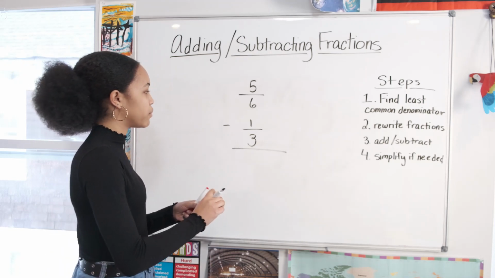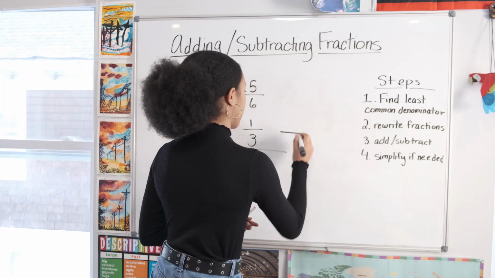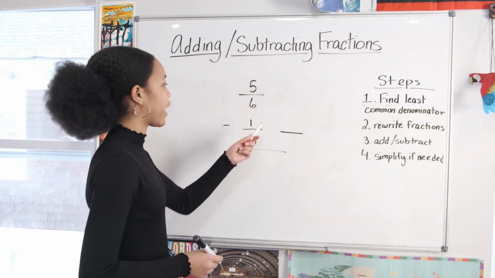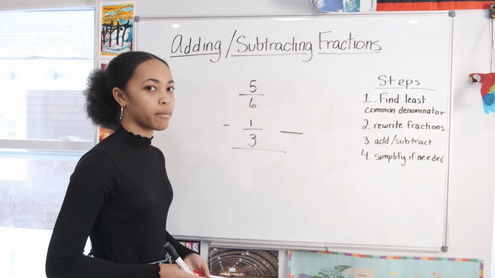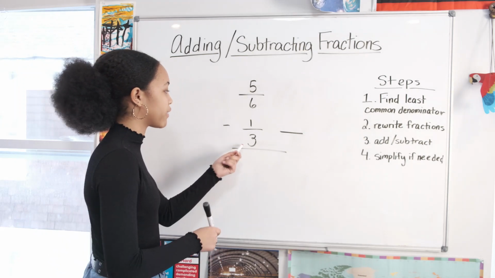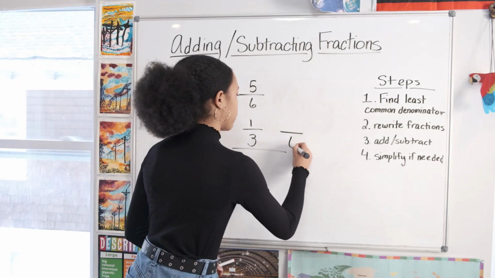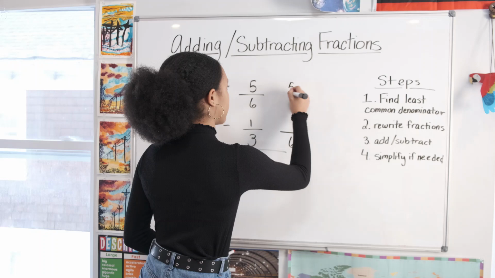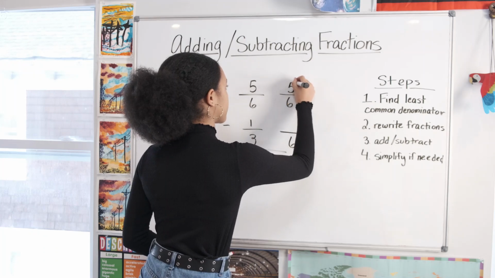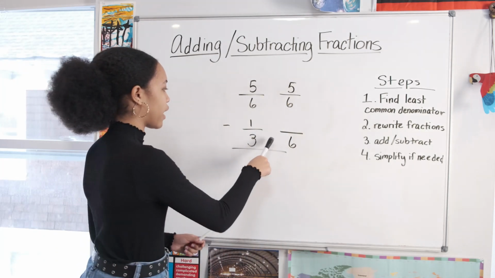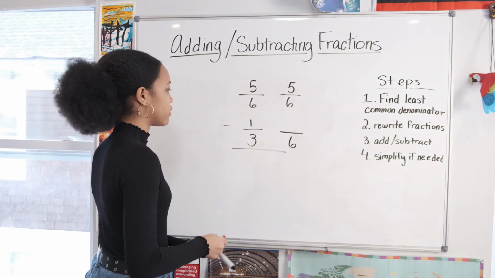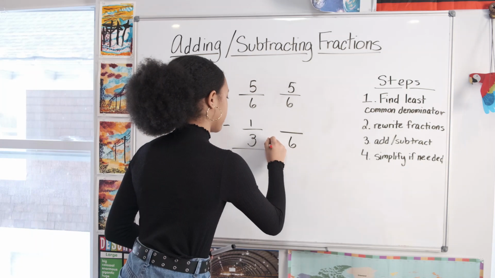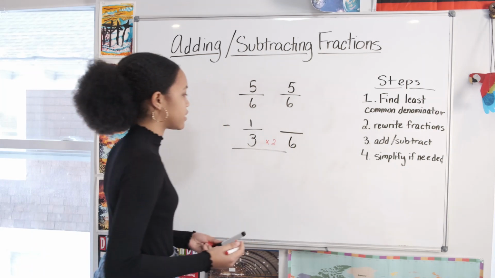So now we move the fractions over. And by the way, we don't have to rewrite this fraction since the denominator is already 6. We only have to rewrite this one. So let's just move this one over. 5 over 6. So how do we get to 6 from 3? Well, we multiply it by 2. 3 times 2 is 6.